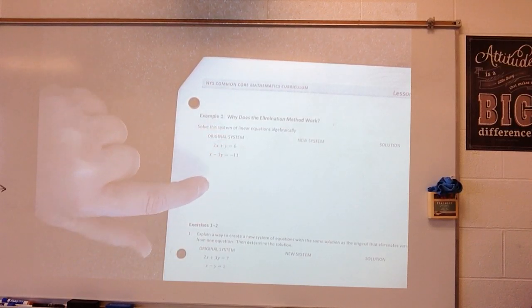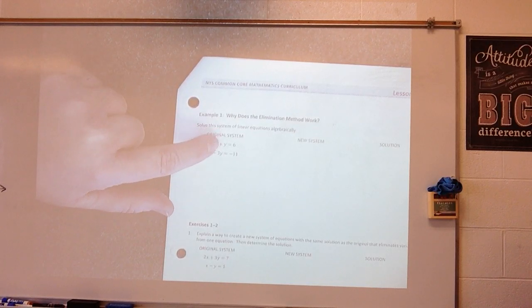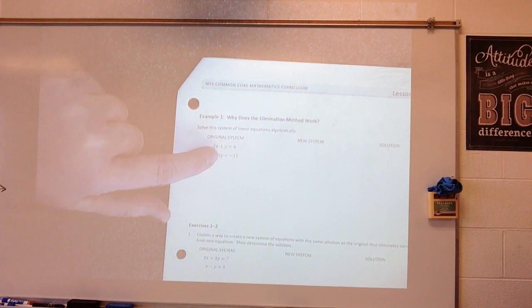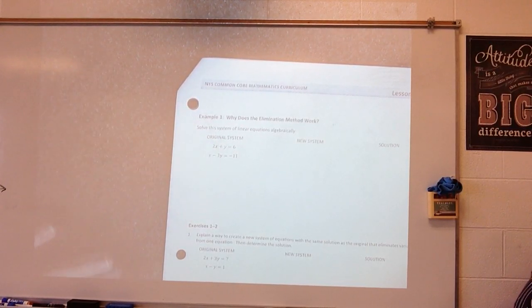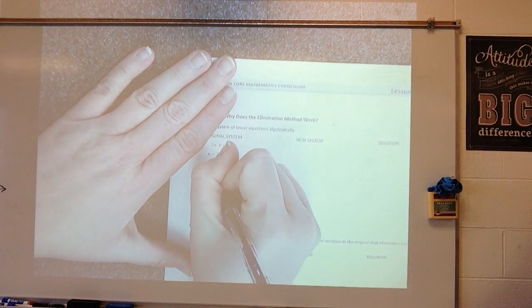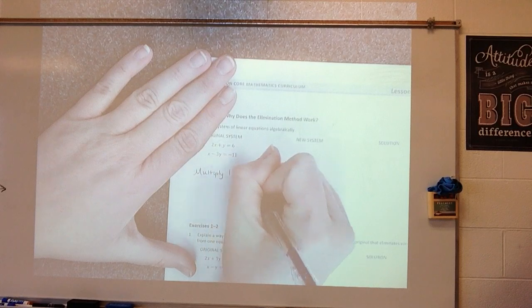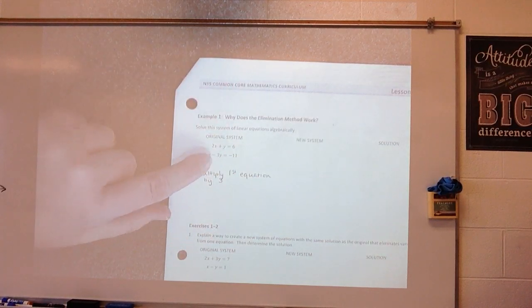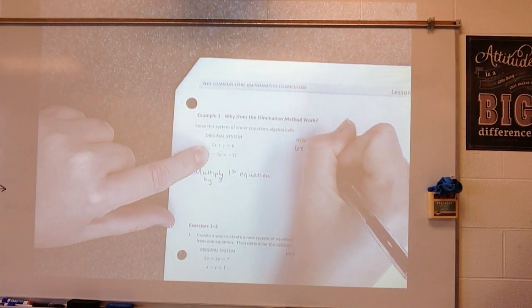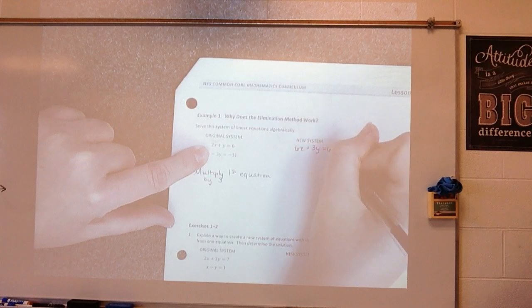I want to get rid of my y. So looking at my y, it's a -3 here and it's a 1 here. So the elimination method tells me what can I multiply this by to get rid of that y. Well, I'm going to multiply my first equation by 3. When I do that, I get 6x plus 3y is equal to 18.